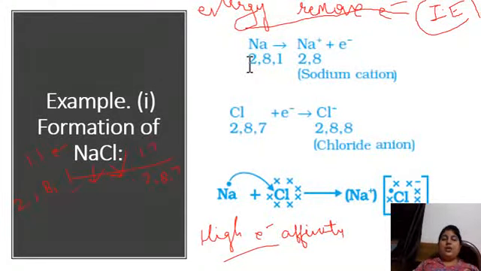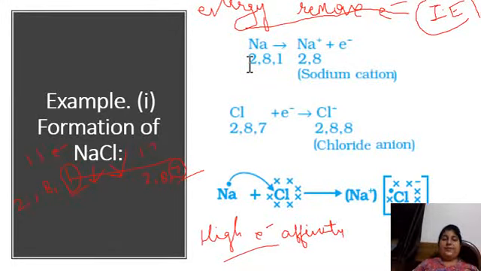Now, both of the atoms are unstable and they try to complete their octet. अभी octet इनका complete नहीं है. In its outermost shell, sodium has 1 while chlorine has 7 electrons. So both of the atoms will try to complete their octet. So what will they do? They can do two things.